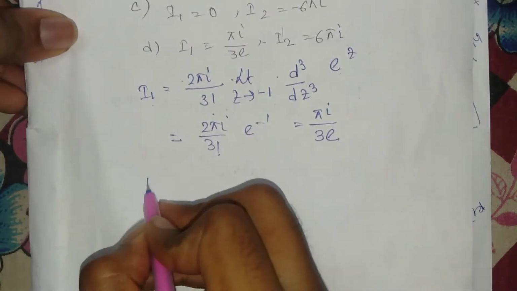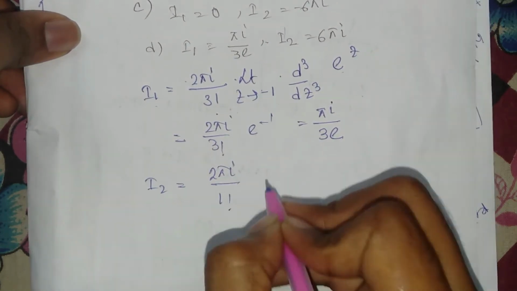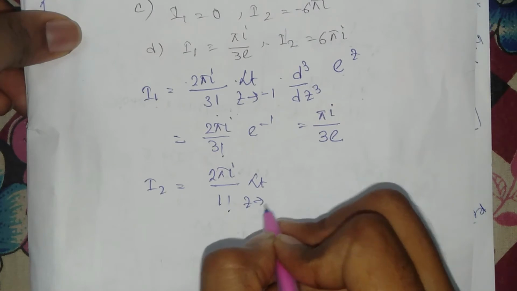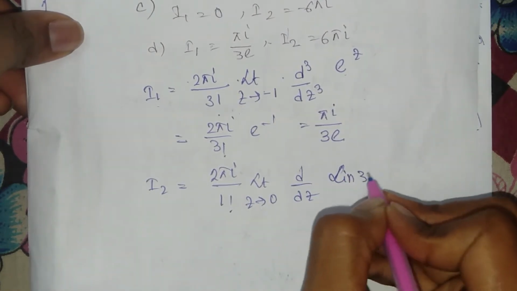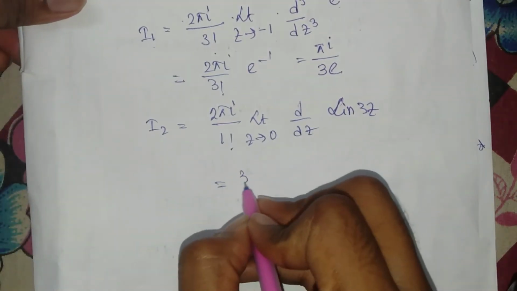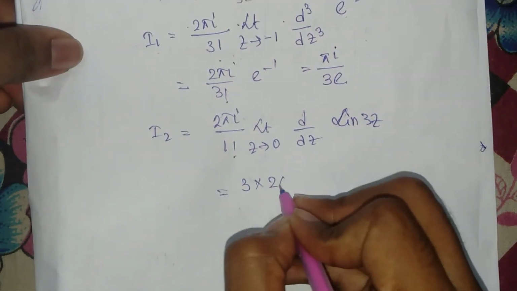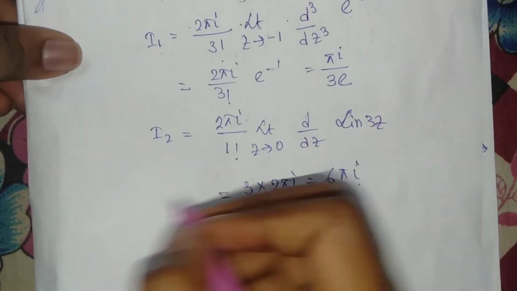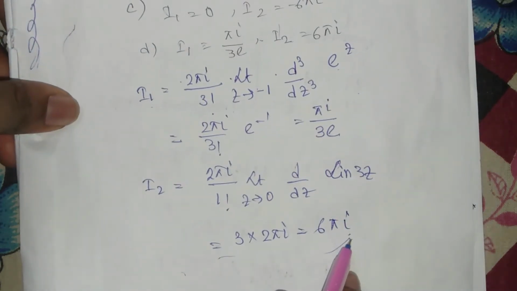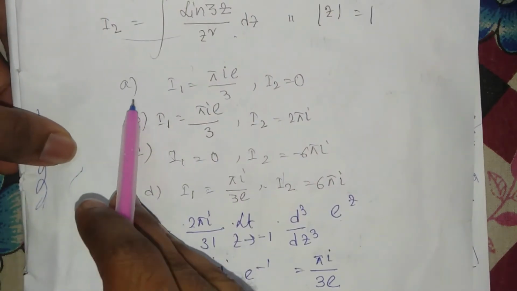Now for I2, we get 2 pi i divided by 1 factorial times the limit as z tends to 0 of d by dz of sine of 3z. Now if we solve this, putting the value z equals 0, we get 3 into 2 pi i, that is 6 pi i. Now we get I2 as 6 pi i and I1 as pi i by 3e. So check the options to see which one is correct.